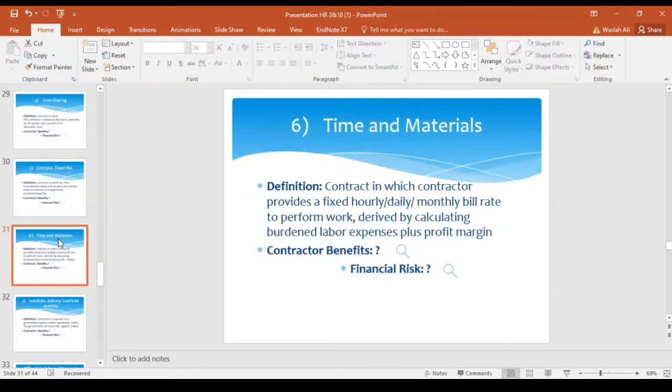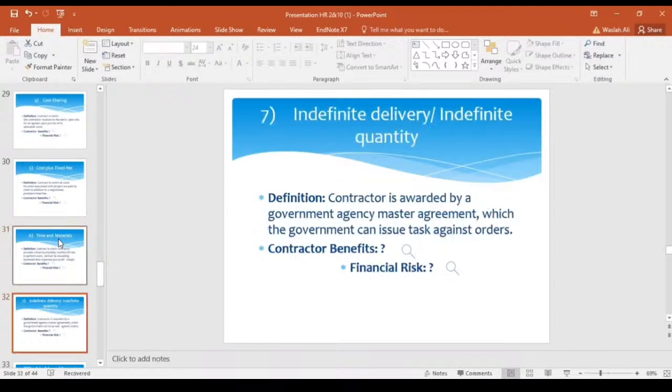So the benefits in this case are that payment is determined based on actual work completed and cost incurred. And what are the financial risks for the contractor? In this contract, there is low financial risk as the contractor is paid for all authorized project related labor and expenses initially. Moving toward the seventh type of contract, indefinite delivery and indefinite quantity.